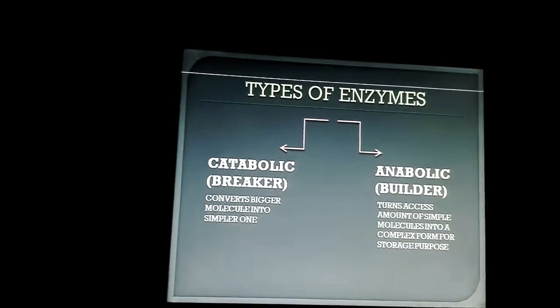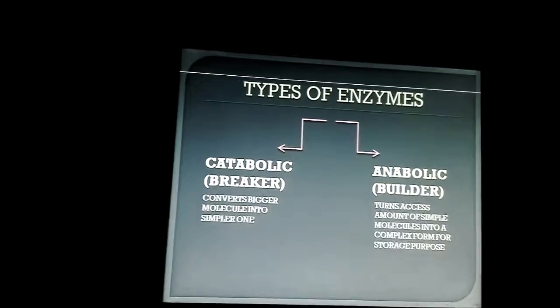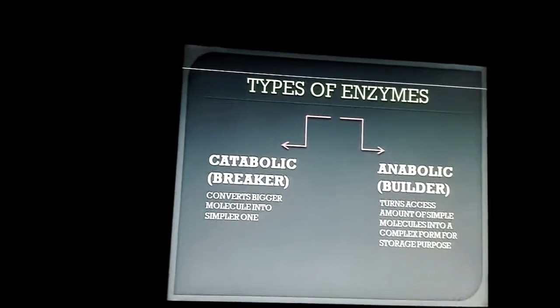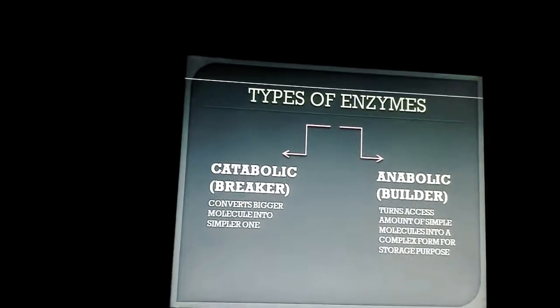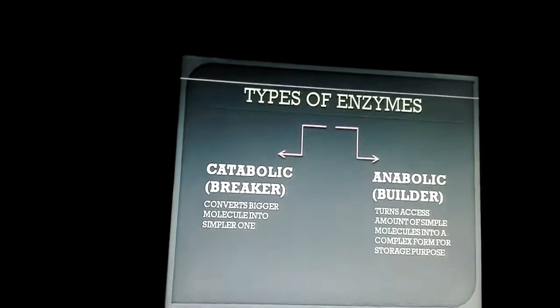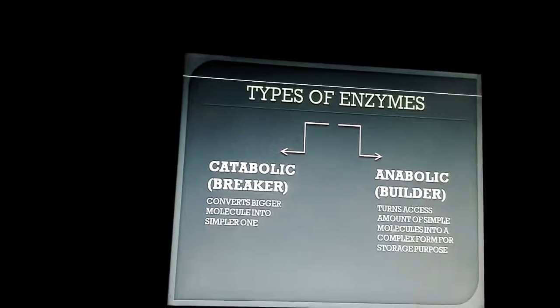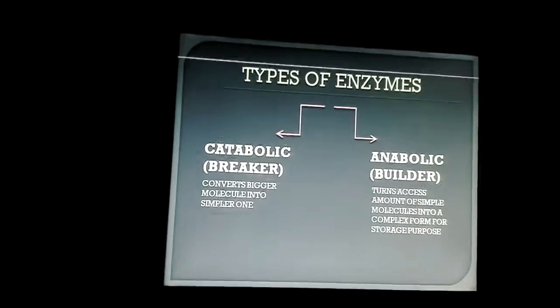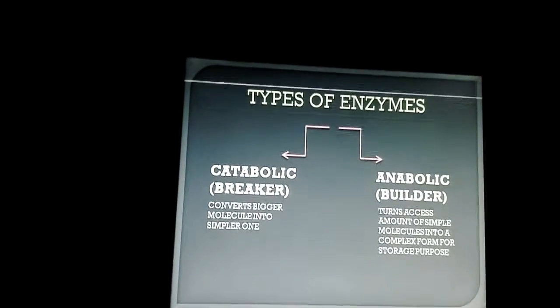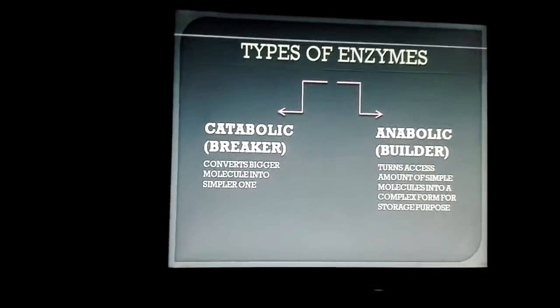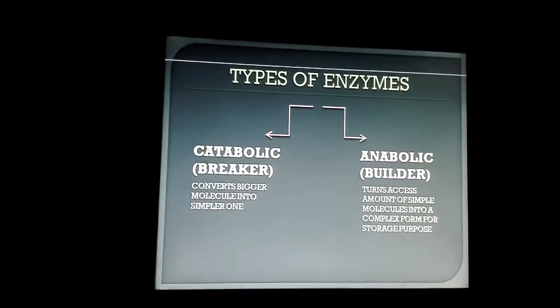Types of enzymes are catabolic enzymes and anabolic enzymes. These two together make the metabolic enzymes. So catabolic means breaker, which converts bigger molecules into simpler ones, while anabolic is builder enzymes, which turns excess amount of simple molecules into a complex form for storage purposes, but it does not convert it into its original form, as that cannot be done.